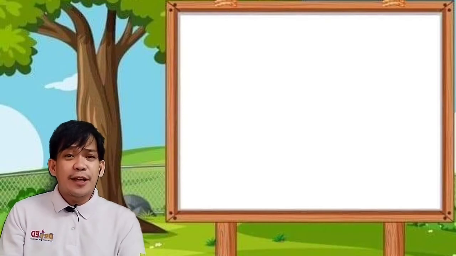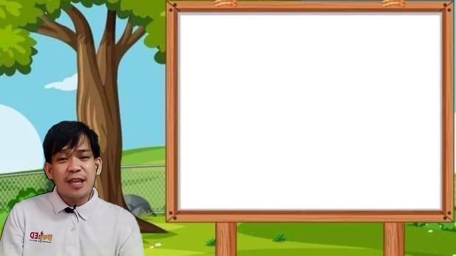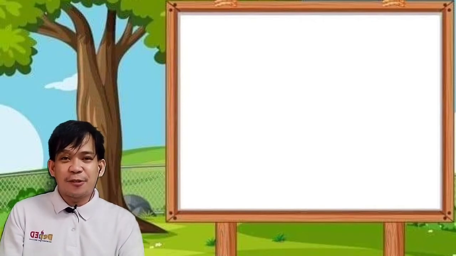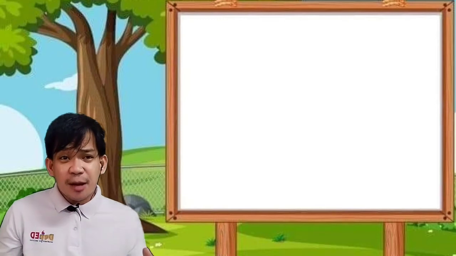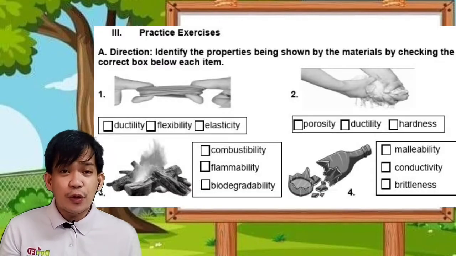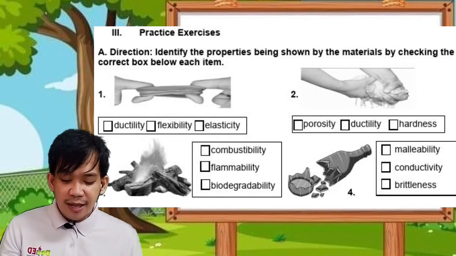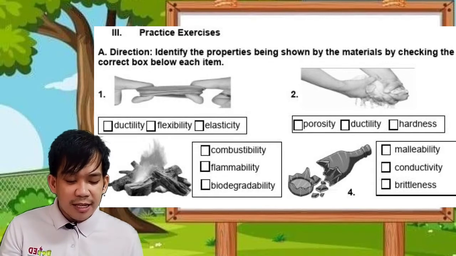So, I hope you learned something from our discussion for today. If you learned something, let us test or check that learning. Don't worry, this is just a practice exercise. So, using your learning activity sheet, for practice exercise letter A, identify the properties being shown by the materials by checking the correct box below each item.